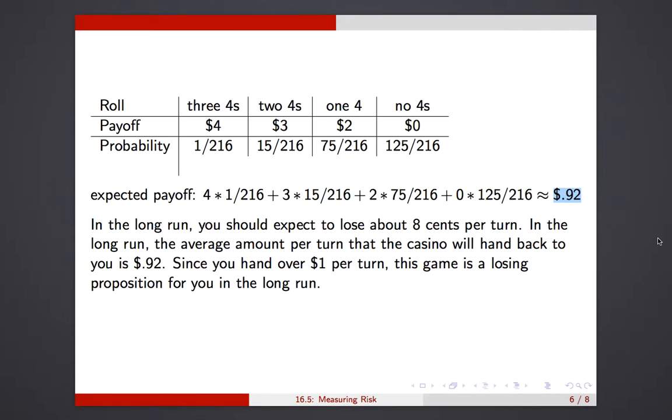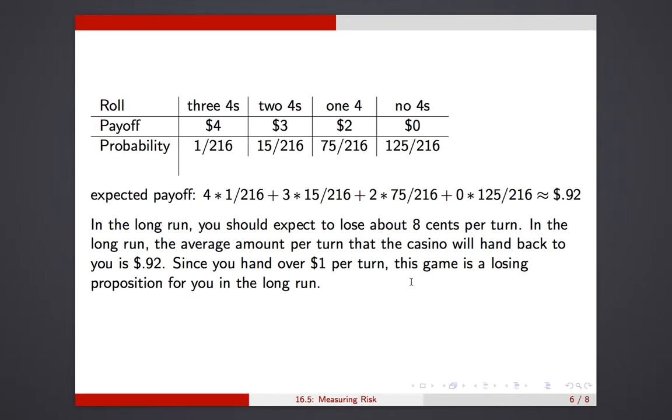But in the long run, the casino knows exactly how much money they're going to make. They just run an expected value analysis like this, and they'll know. So any casino that still plays Chuck-a-Luck, they'll make about 8 cents per person per round off of that game in the long run. Not necessarily in the short run, but again, all the casino cares about is long-run behavior.